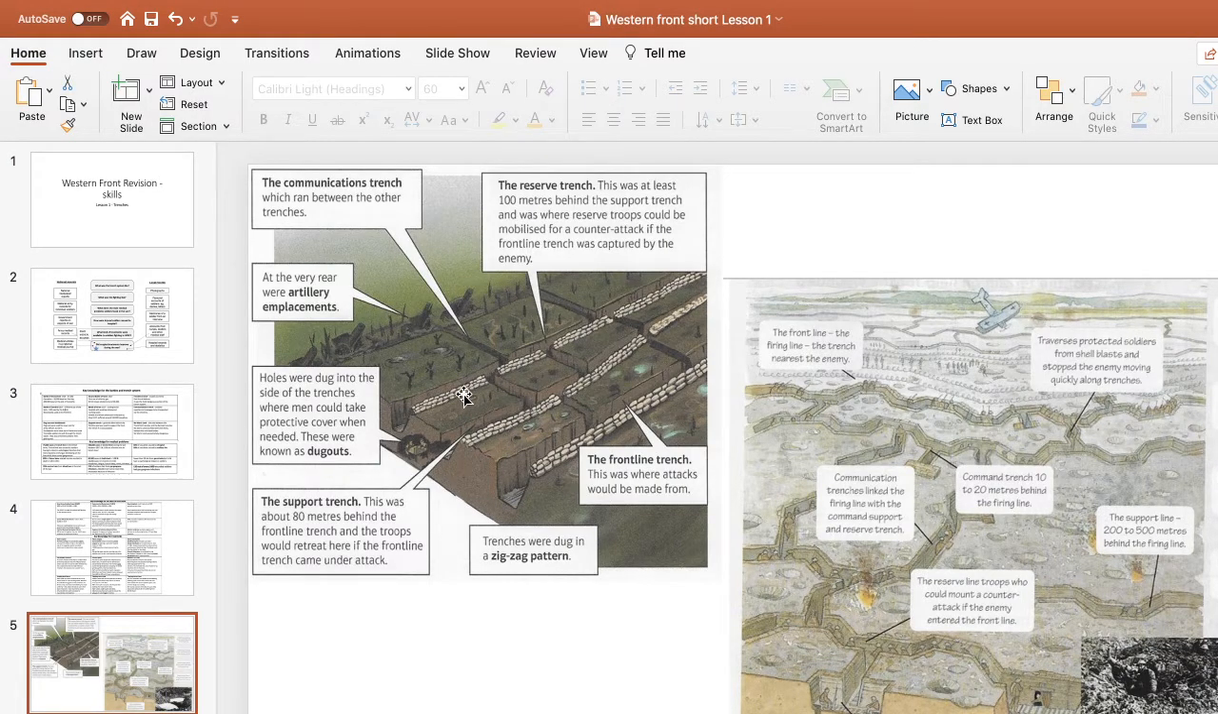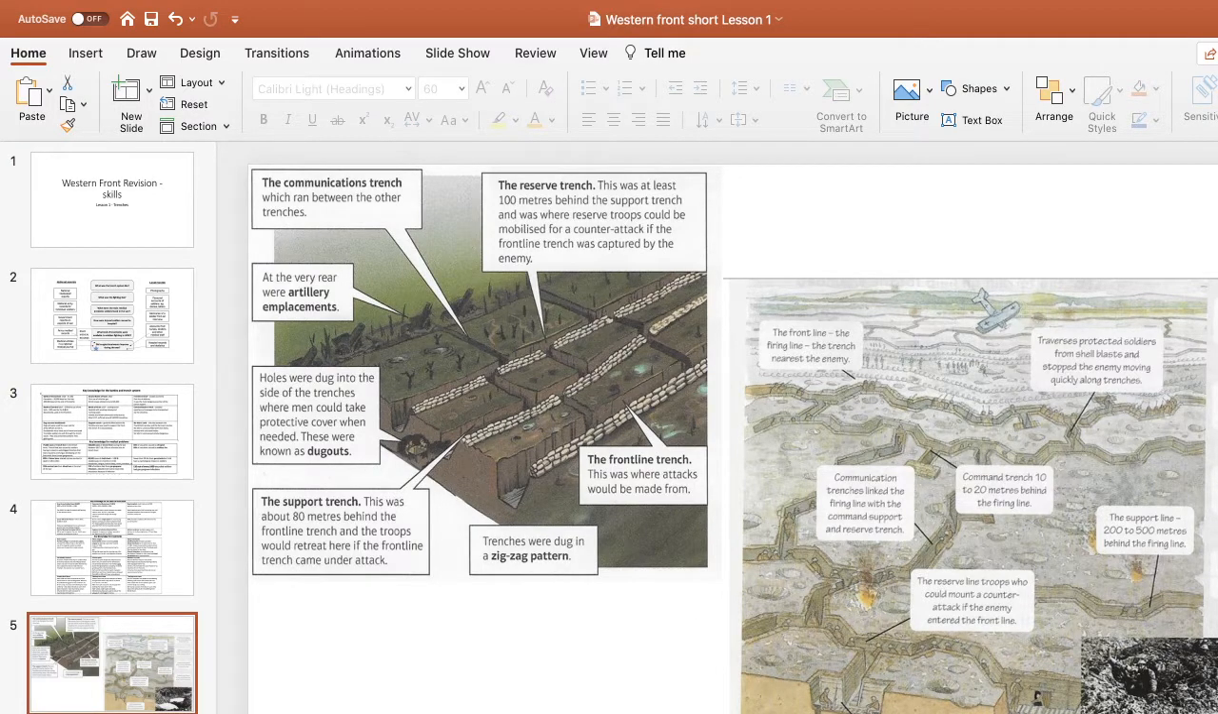Behind that trench, you have the reserve trench. Reserve normally means last, and this is exactly what's the case here. It's a trench 100 meters behind the support trench, and this was where they could mobilize for counterattack. So they could start to prepare if the frontline trench was suddenly taken over by the enemy. You have to imagine it like a process. If the enemy got into the frontline trench, naturally the soldiers would move backwards and backwards. You also have dugouts on the side over here, where men could take protective cover.